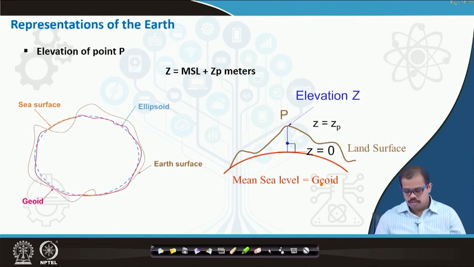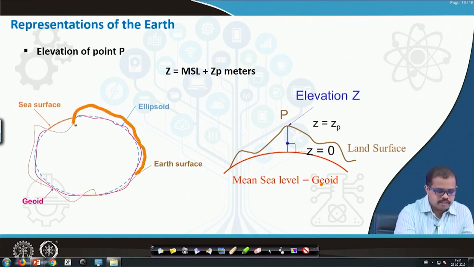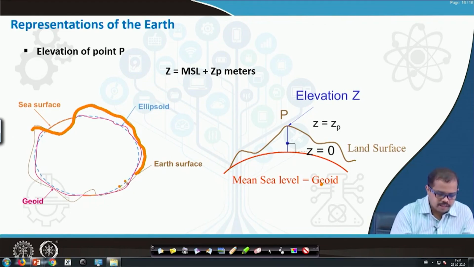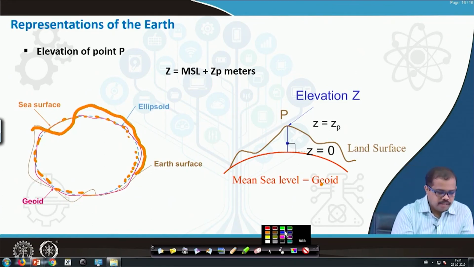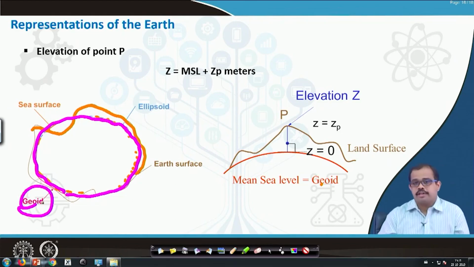To give you a more detailed understanding, if this particular line, the brown line I am drawing, is the earth surface, and the dotted line here is the sea surface that we are trying to see, and if I draw a line that looks at the mean sea surface with a constant gravitational pull, then it becomes your geoid.